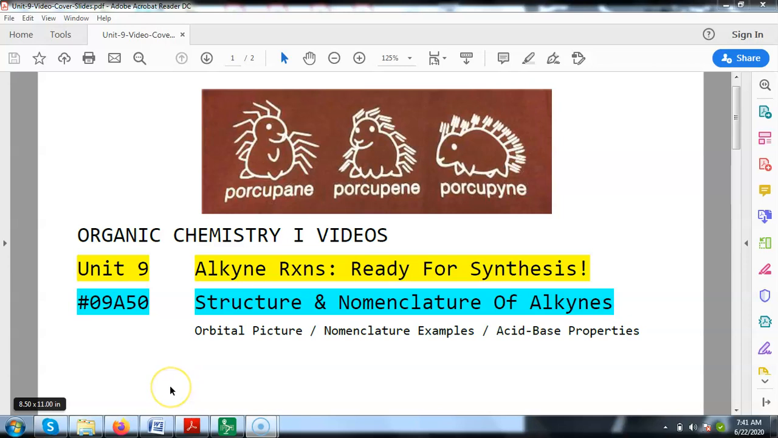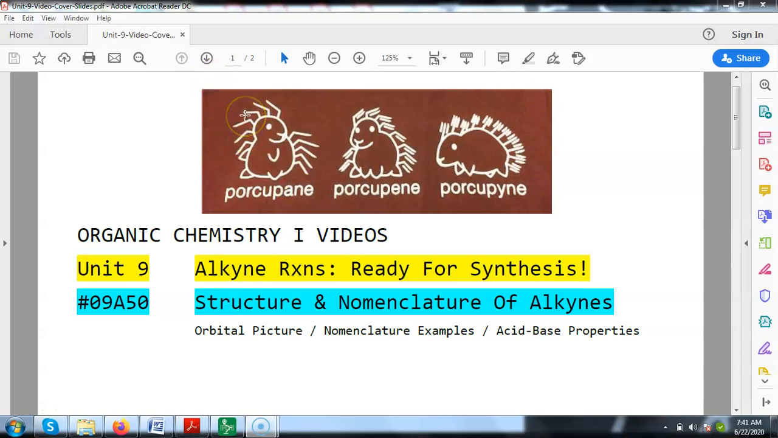Hello, this is the first video in Unit 9, Alkyne reactions ready for synthesis. Alkynes are molecules that have a carbon-carbon triple bond. This is a cartoon. I actually have a t-shirt of this cartoon that illustrates that when you look at the hydrocarbons, alkanes, alkenes, which we've seen before, and now alkynes, they're differentiated by the type of carbon-carbon bonds they have.